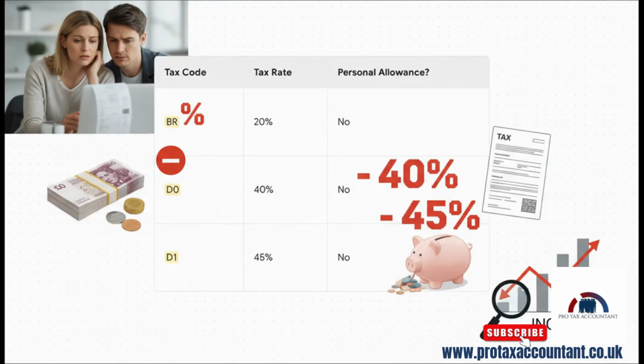This table puts it into perspective. See, D0 sits right in the middle there. You've got BR for the basic rate at 20%, D0 for the higher rate at 40%, and D1 for the top additional rate at 45%. And what's the one thing they all have in common? Look at that column. No personal allowance. HMRC just picks the code based on how much they think you'll earn in total across all your income sources.